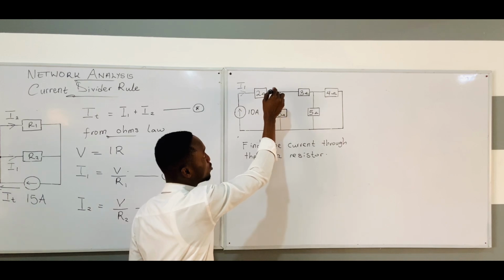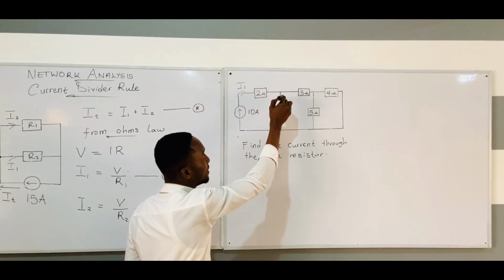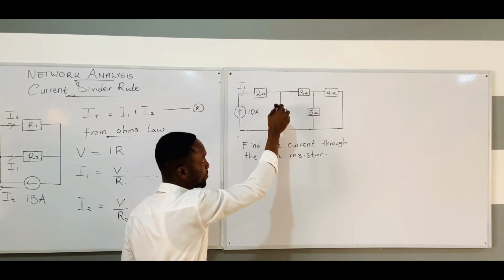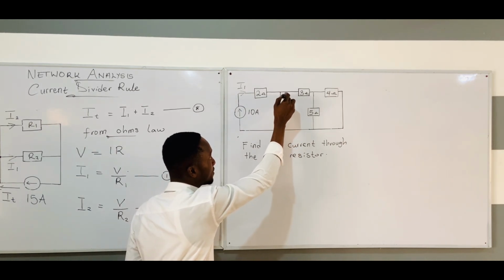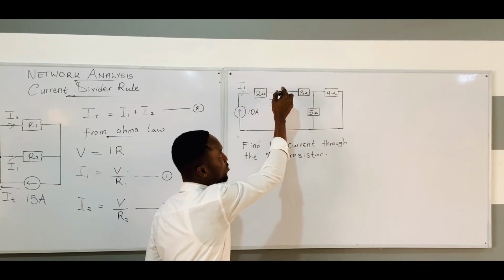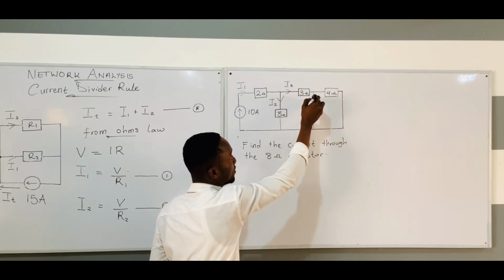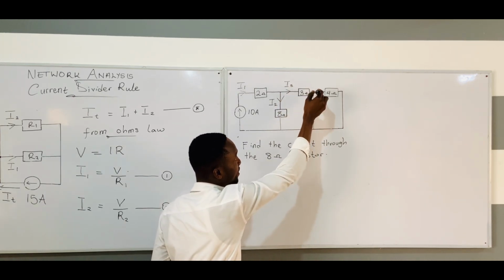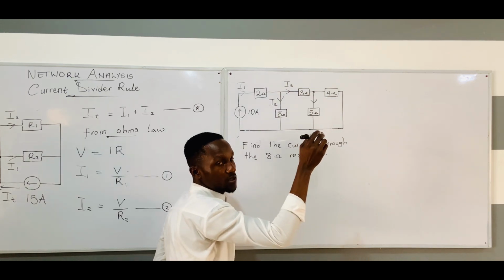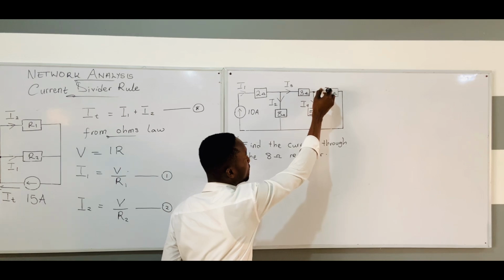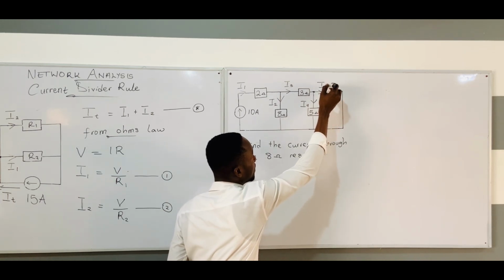It will pass through this 2 ohm resistor, and then a portion will drop to this junction or this branch. Let's label this side I2. A portion will pass through the 3 ohm resistor. Let's label it I3. Let's label this node. Once I3 gets to this node, it will split into 2. Let's label this side I4. And finally, this side I5.